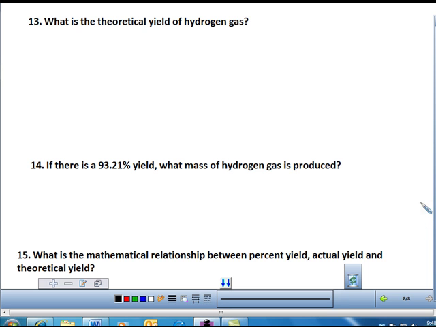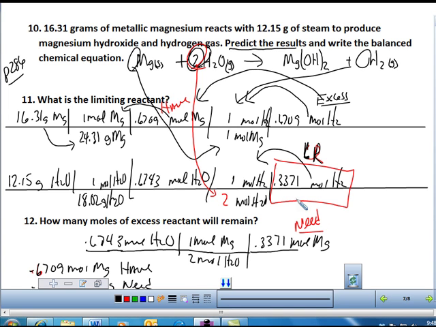Theoretical yield is the amount that could be produced from the limiting reactant. In other words, right there, 0.3371 moles of hydrogen gas is the theoretical yield. Does everybody understand that? However, it asks you in grams, right? The theoretical yield is the quantity produced if all of the limiting reactant goes to product. If all of the limiting reactant reacts, that's the theoretical yield.